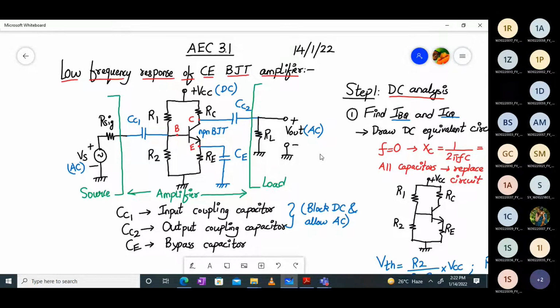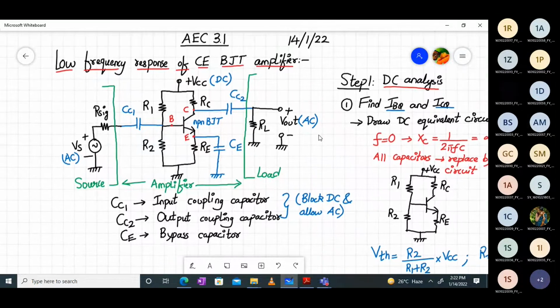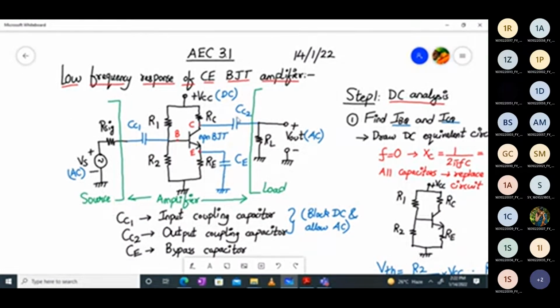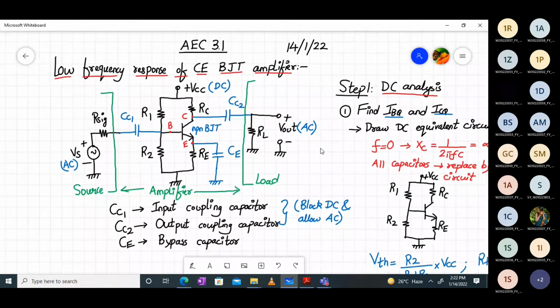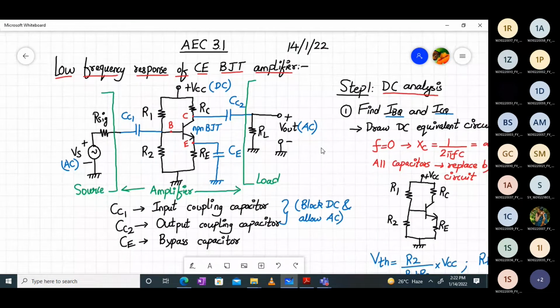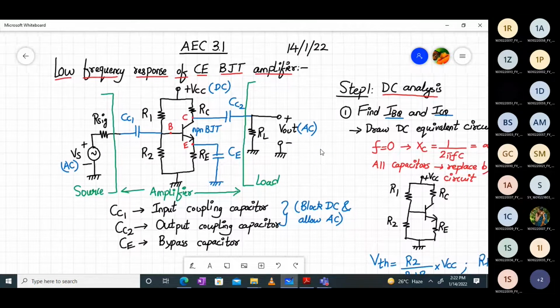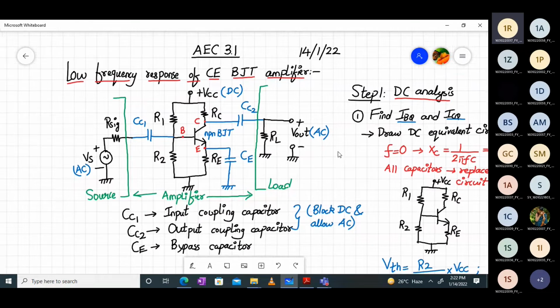Before I proceed ahead, any doubt in this circuit? If you have any query, you can ask right now, I can explain. Any doubt in this common emitter BJT amplifier circuit diagram? A student asks: what do you mean by coupling capacitor?